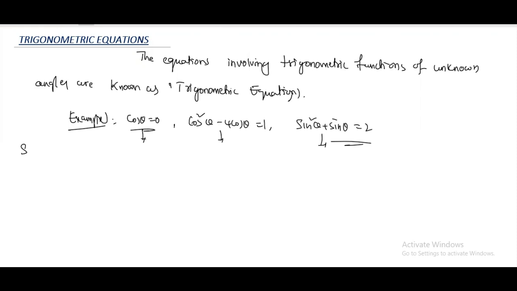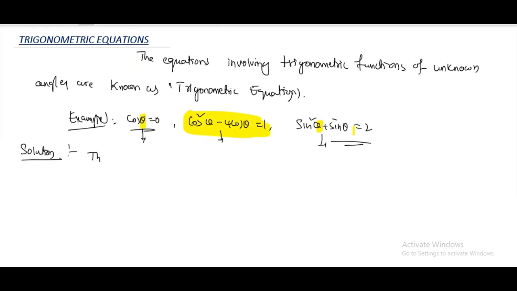So what is meant by solution? What is meant by solution? Theta here is the unknown angle. The value of the unknown angle that satisfies this equation is called a solution of the particular trigonometric equation.